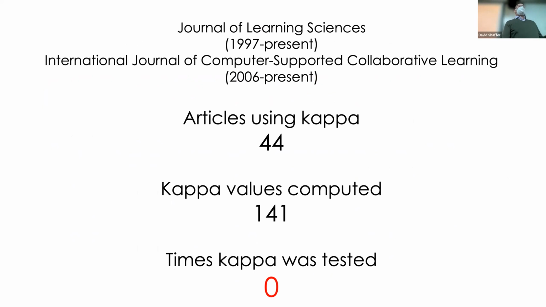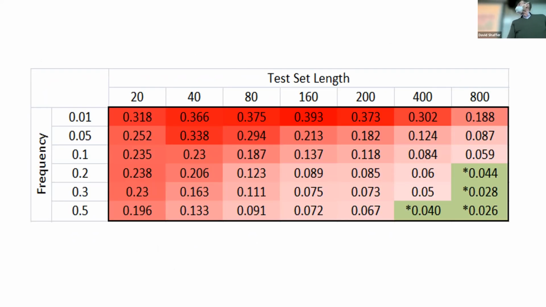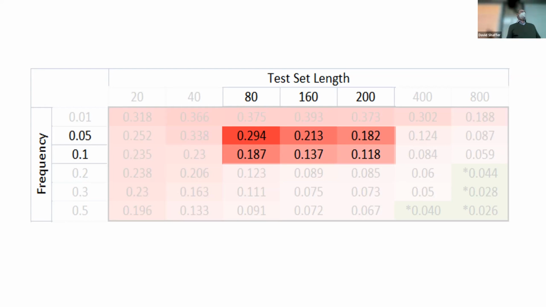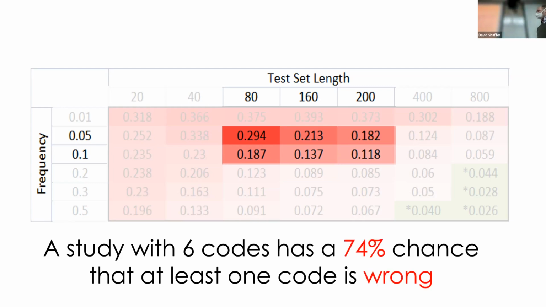So we did a Monte Carlo study to see, well, how much of a problem is this? It turns out it's actually a very big problem. In order to get reliable estimates of kappa, you have to have test sets, not total amount coded, but the actual test set has to be like 400 or 800 lines, which is way bigger than many people use. And you have to have codes that are incredibly prevalent. In the universe where most work gets done over here, we have error rates as high as 30%. And if that's true, that means that a study with 6 codes has about a 74% chance that at least one code is wrong. So that's kind of a problem.